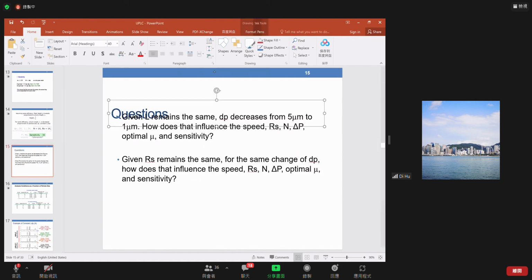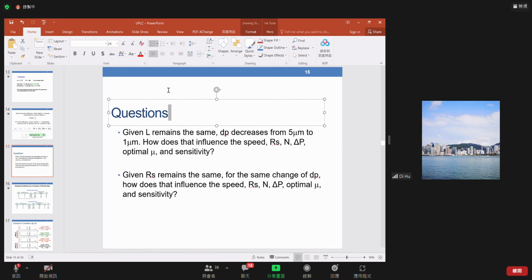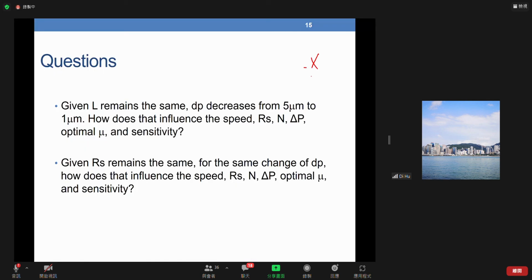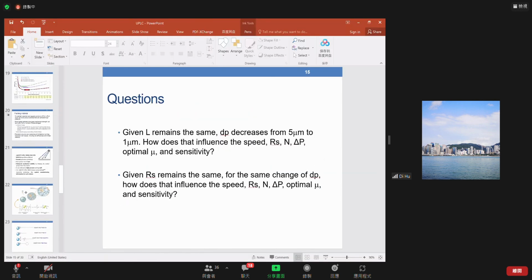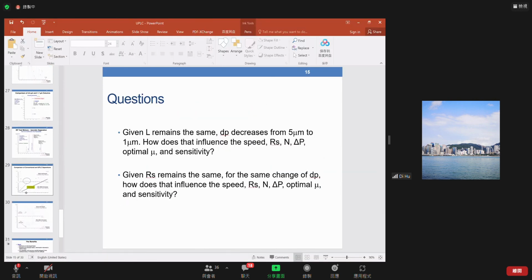I will put a star here. From here, you should really know: when dP changes, as I mentioned, how that influences L and how that influences the speed, resolution, and dP and everything. This is something you definitely need to know. Basically that's the key point here. We spent a lot of time talking about that.